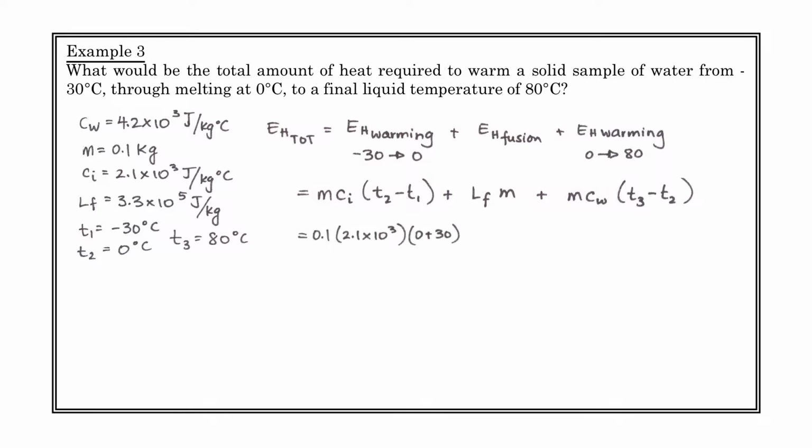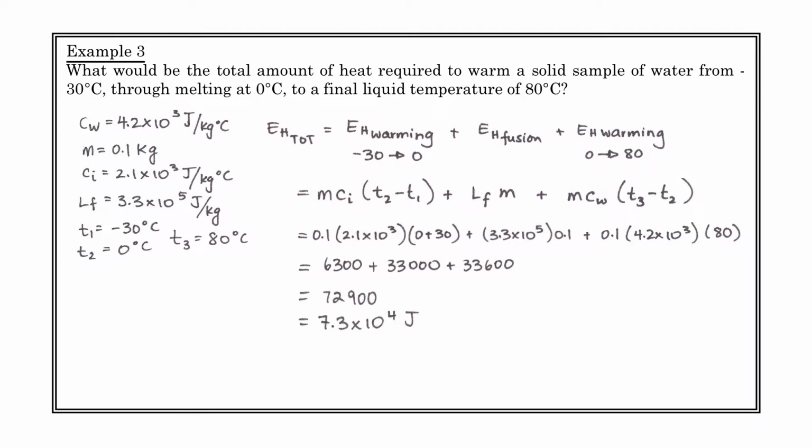We can substitute all of our values and simplify each of these terms to arrive at 72,900 joules. So 7.3 times 10 to the 4th joules. That's a lot of energy.